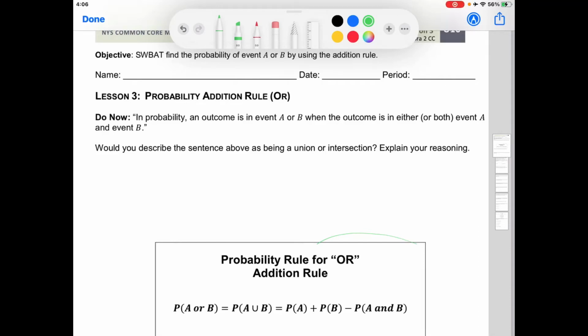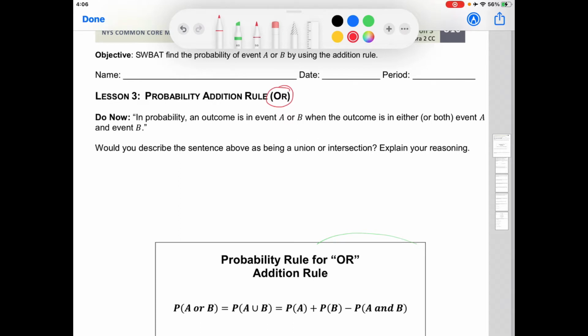Hey guys, welcome to lesson 3 of Unit 10. Our topic today is probability addition rule, or. So your addition rule has to do with or. We learned about and in lesson 2. Today we are going to be focusing on or.